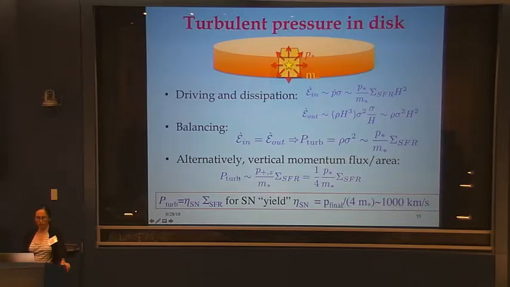An alternate way to look at this is just to say, okay, I have a shell, and I'm just looking at the flux of momentum in the vertical direction, and that ends up giving you a factor of 1/4. Same scaling relationship, but it's a particular geometry if you put your supernova at the midplane. So what this tells you is you expect the turbulent pressure to be proportional to the star formation rate per unit area with this factor, which depends on the momentum of supernovae and the mass per supernova. And that factor is about 1,000 kilometers a second if you put those two numbers together.